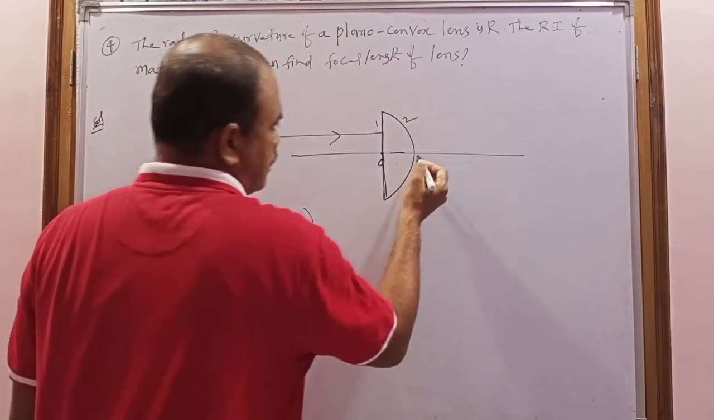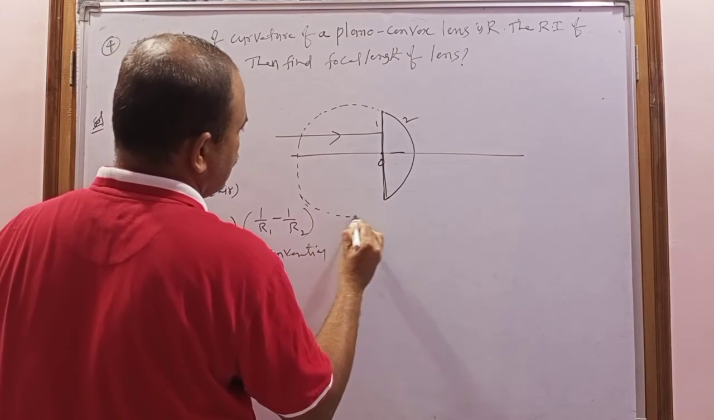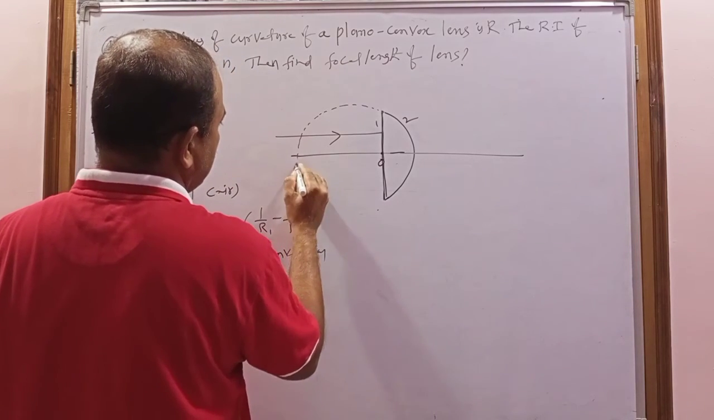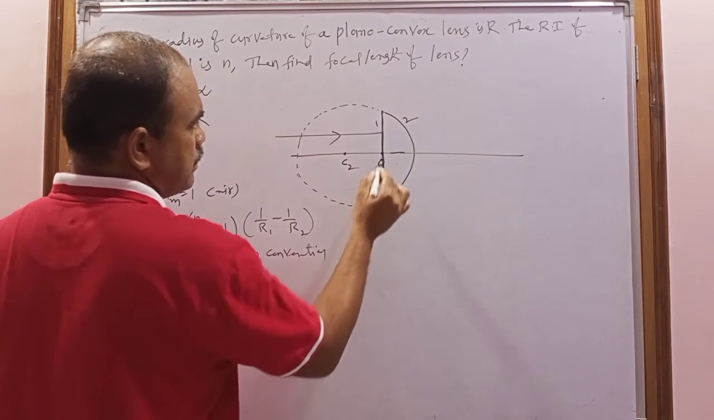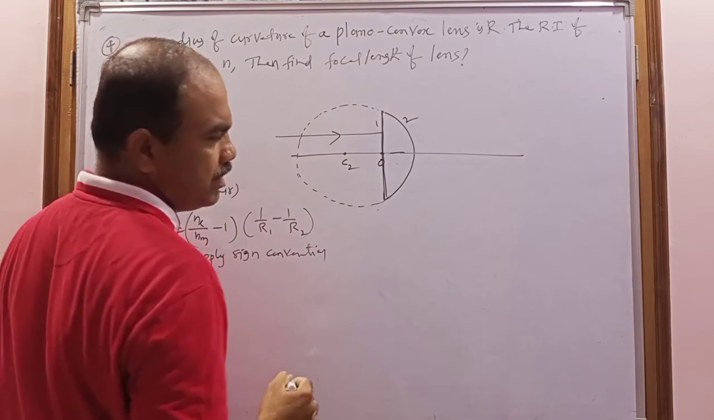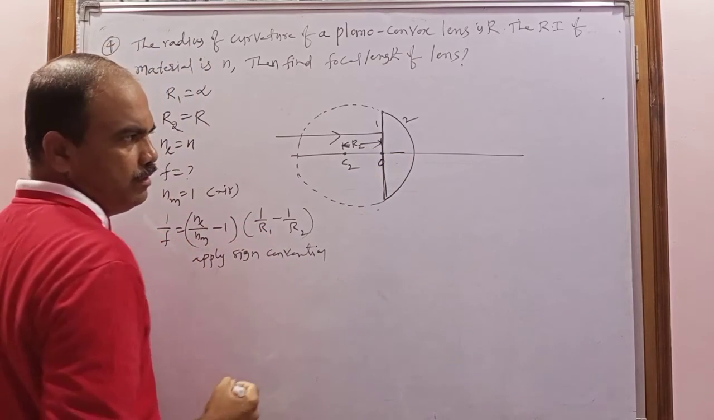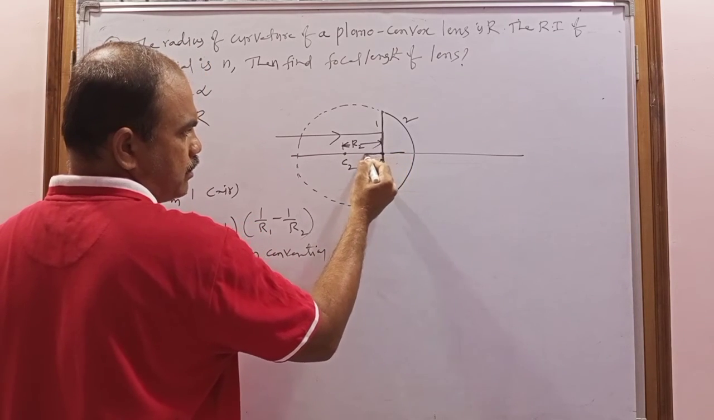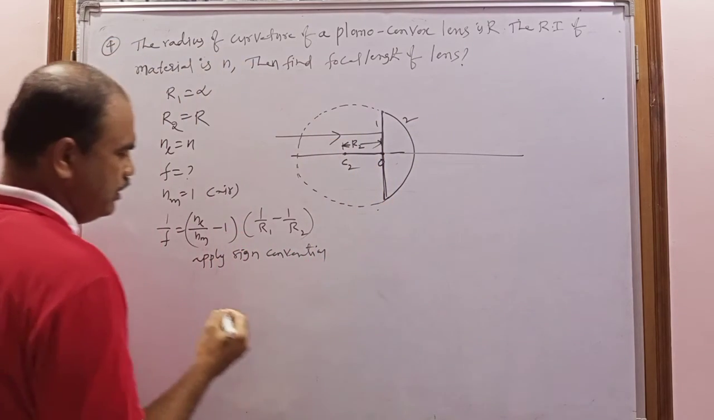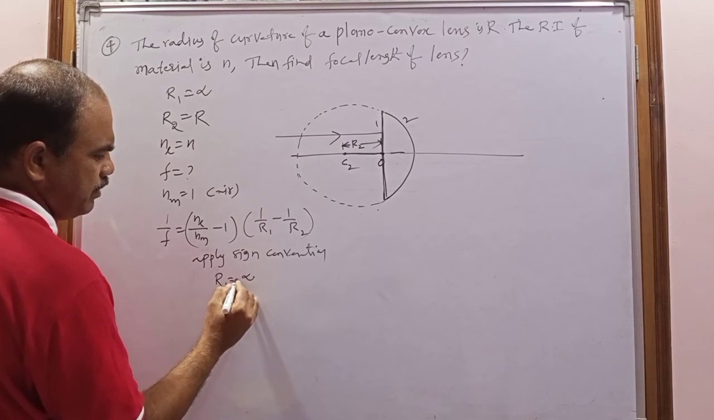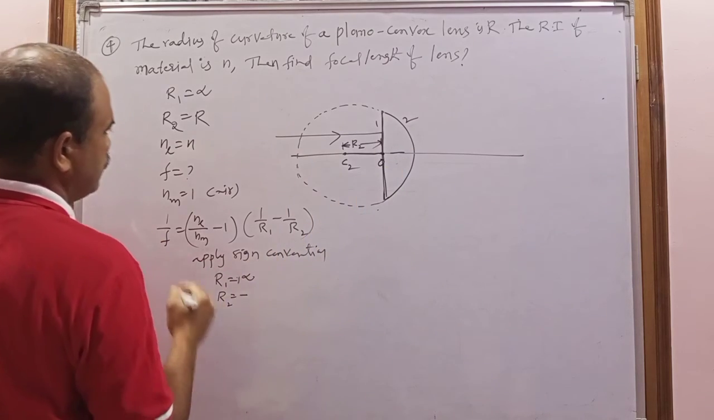Now coming to the second surface. When I draw the sphere for the second surface, you get the center of the sphere, which is C2. The distance from the optic center to C2 is called the second radius of curvature, R2. To measure R2, in which direction are we moving? From the optic center to C2, we are moving opposite to the incident ray. So R1 is infinity, and R2 is minus R.